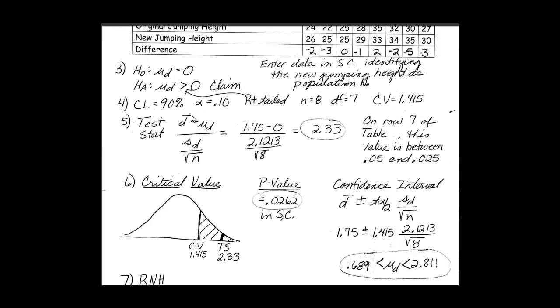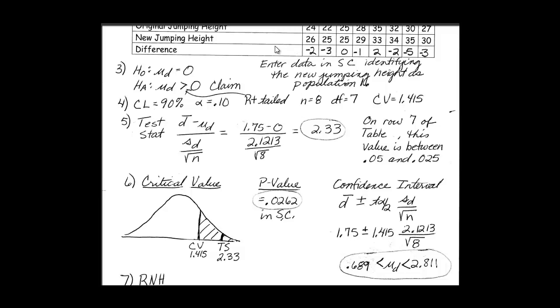Again, our average difference was 1.75. We're testing an average difference of 0, so I'm plugging in 0 there. The standard deviation of the difference was 2.123. Square root of 8 is the other part of that. Adjusted by the standard error, we come up with 2.33, just like we did before. This is on row 7 of the table. This value is between the 0.05 and 0.025.